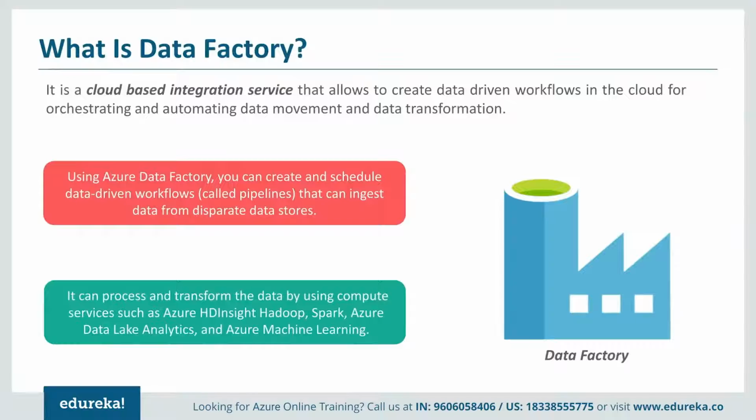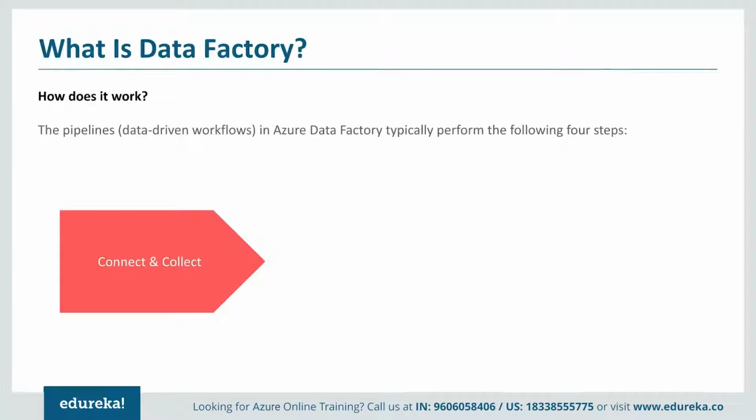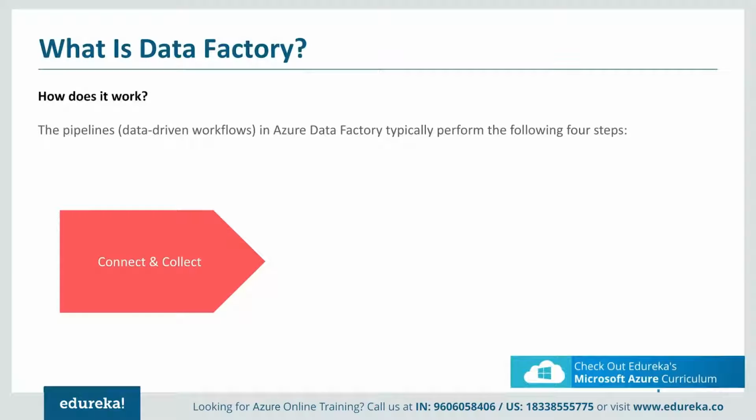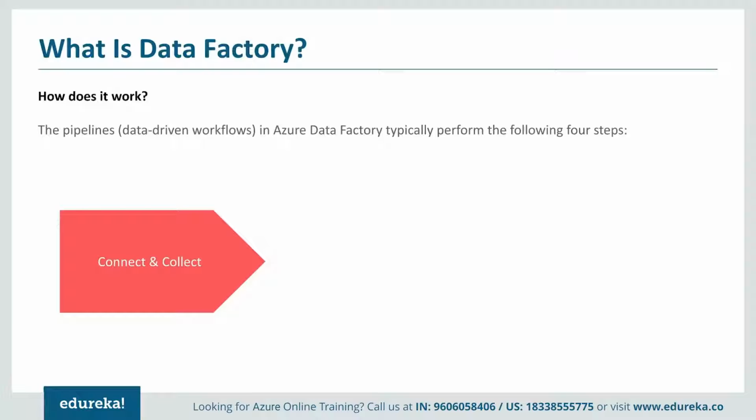So if you talk about particular steps, what does it do exactly? Well, first and foremost, it helps you collect and connect data. Now, when I say connect, I'm talking about connecting to various sources from which the data can come. There are quite a few disparate sources from which the data can come. You can connect to all these resources by using your Data Factory. And then once you have this data, you can collect it and store it at a central place, say, for example, your data warehouse.